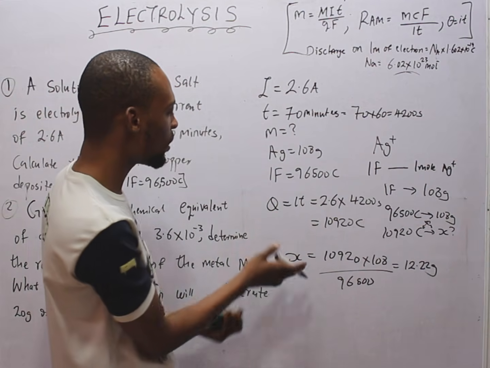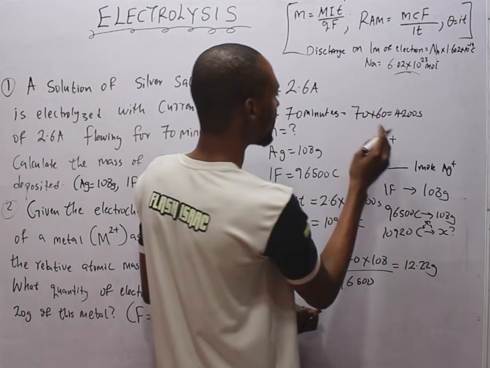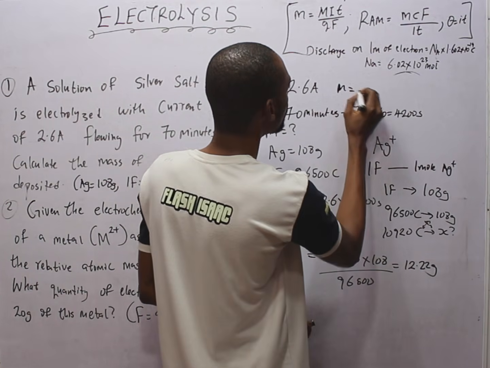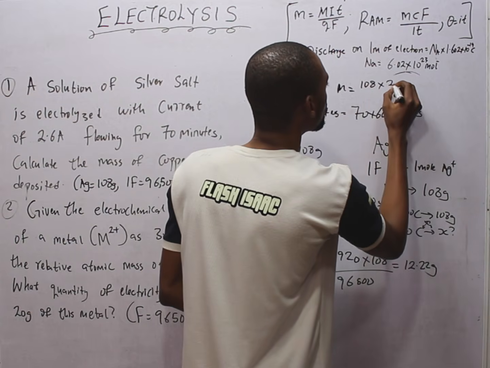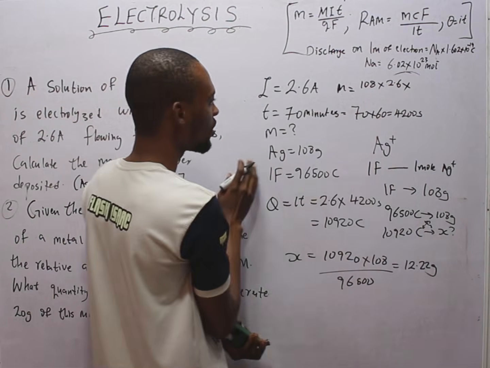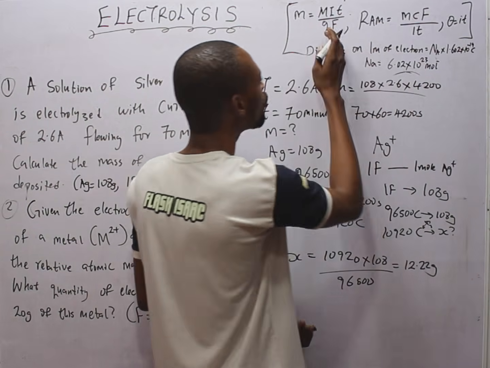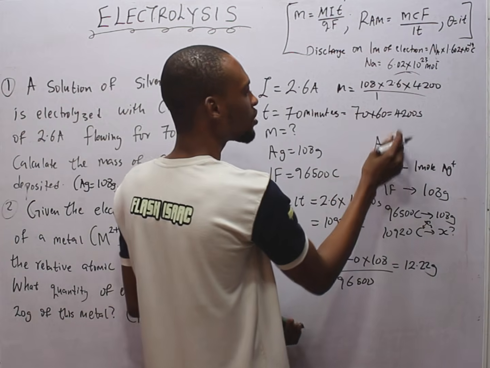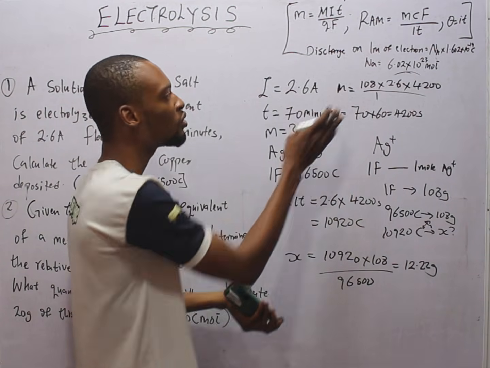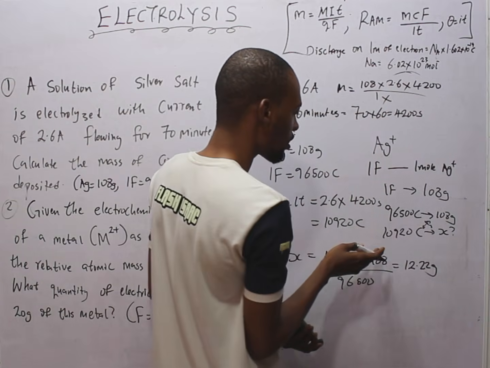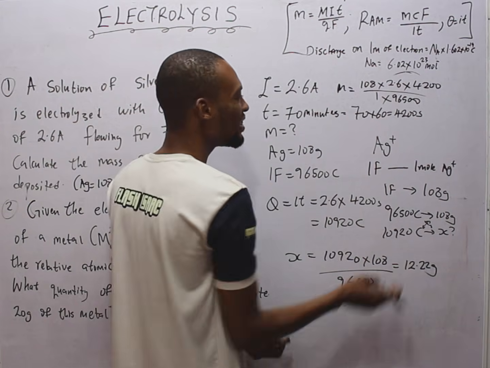For example, in this case, we are looking for mass, right? The mass of copper. You simply say that mass is equal to molar mass, 108 grams, times current, 2.6, times time, 4,200 seconds, over quantity of charge, which is 1, because this is plus 1. If you hear 2 plus, 3 plus, depending on the charge of the element, you put that here, times 1 Faraday, 96500. Solving that, you get the same answer.